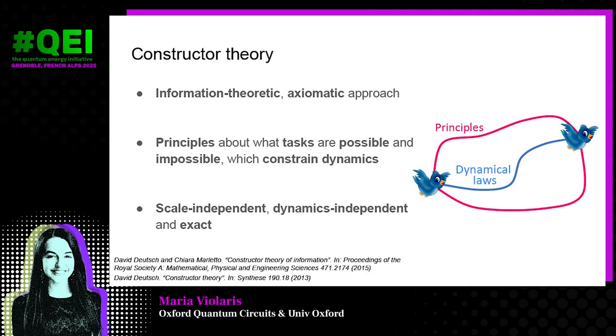And the aim is to express laws of physics in terms of tasks that are possible tasks and impossible tasks. And in particular, possible means that a task can be performed in a cycle. And the idea is that these principles kind of constrain your dynamical laws. And ideally, in this kind of full constructor theoretic framework, these principles should be independent of quantum dynamics, scale independent, and also exact in the sense that they're non-probabilistic and they aren't using approximations like coarse graining.